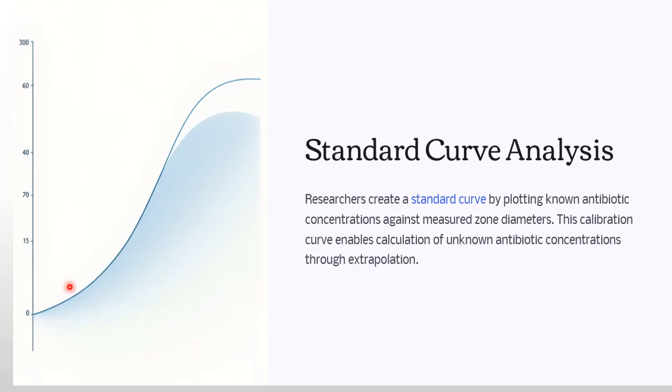Then for the determination of the concentration of the test antibiotic solution, a standard curve is plotted of concentration against zone of inhibition. That is, the diameter of the zone of inhibition on the y-axis and the log concentration of antibiotic on the x-axis. Plotting the log concentration of the standard solution on the x-axis and the diameter of the zone of inhibition on the y-axis, we get a straight line, and from the straight line we can calculate the concentration of the unknown antibiotic.